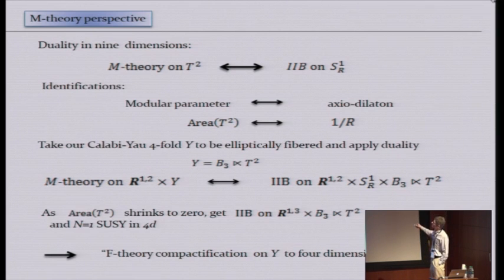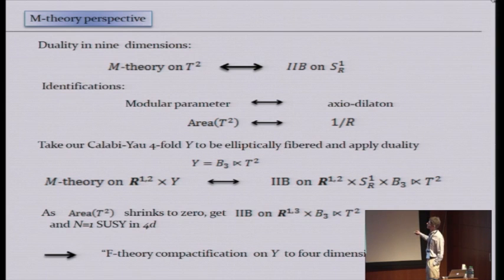The way the identifications work is that the modular parameter of T2 corresponds to the axio-dilaton on the type 2B side. And the area of the T2 corresponds to the inverse radius of the circle on the type 2B side. Okay?